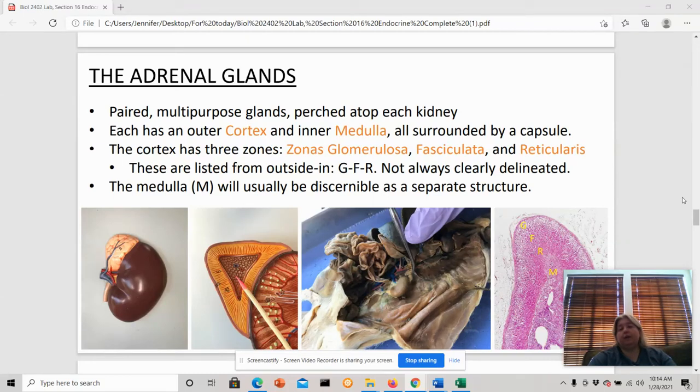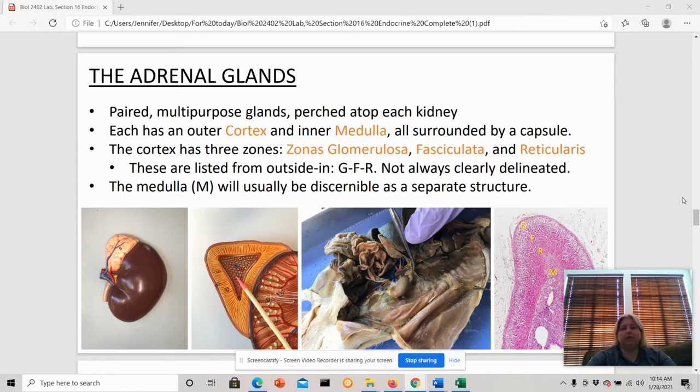All right, still in the endocrine system. And now I'm going to talk about the adrenal glands. This is just 3 slides, so it's going to be real quick. And this is where I actually ended the lesson on Monday, when I did this live.